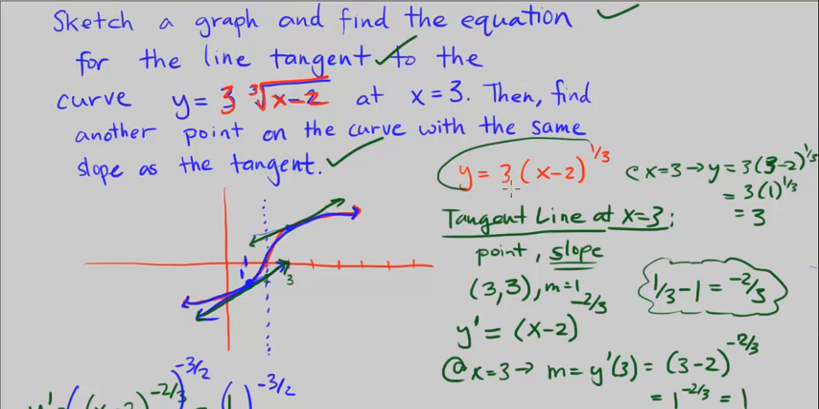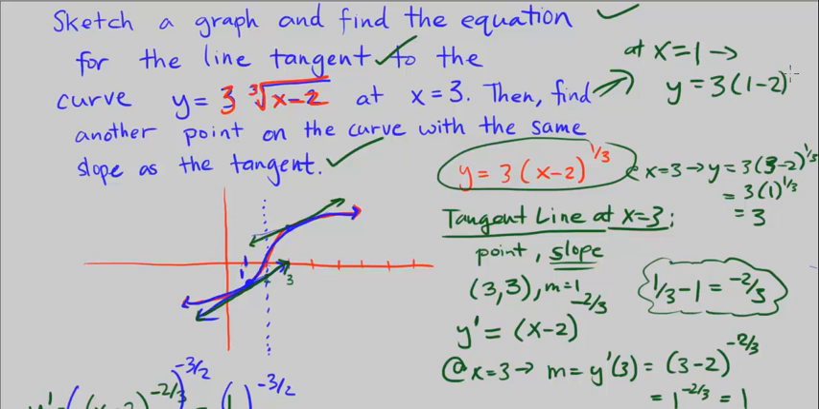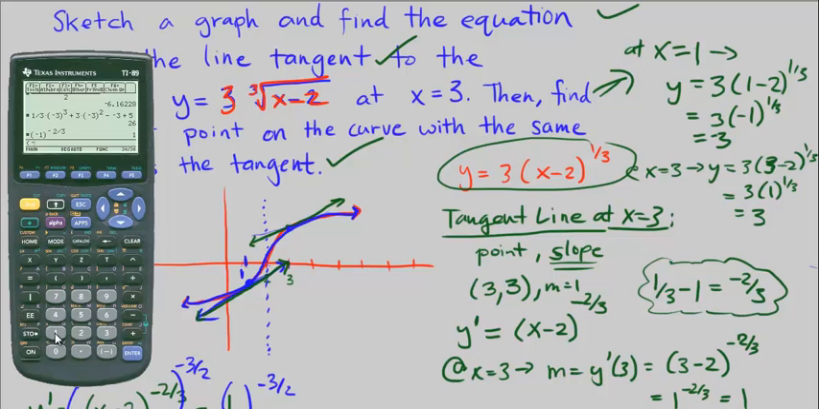When you plug in 1 to our function, right? At x equals 1, y now, not y prime, is equal to 3 times (1 minus 2) to the 1/3, right? That's going to be 3 times negative 1 to the 1/3. Negative 1 to the 1/3 is negative 1, so that's equal to negative 3, right? We can use our calculator to check. Negative 1 to the 1/3 power, negative 1, so that's negative 3.